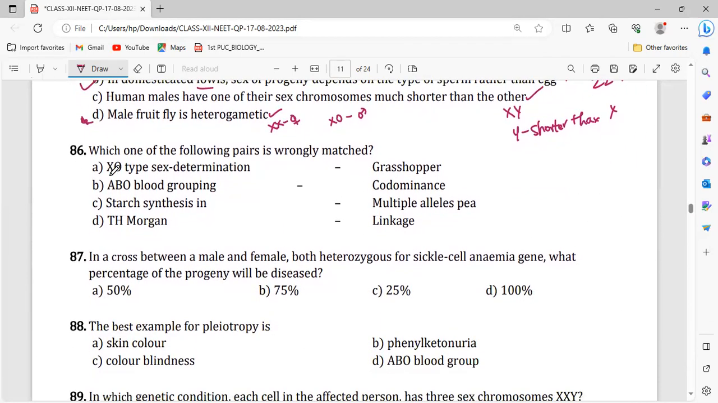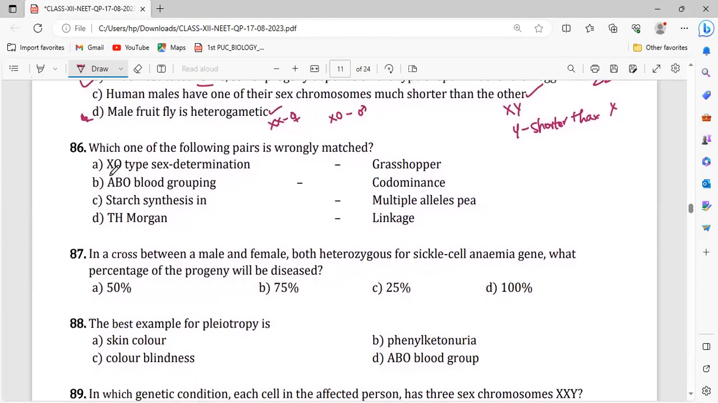Next 86. Which one of the following pair is wrongly matched? X0 type of sex determination, grasshopper, correct. ABO blood group shows co-dominance, correct. AB blood group shows co-dominance. Starch synthesis in pea, it is not multiple alleles. It is polygenic inheritance. So this is wrong. T.H. Morgan, yes, he has coined the term linkage. That is correct. So answer is C.